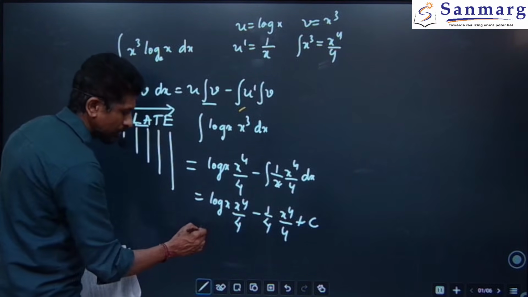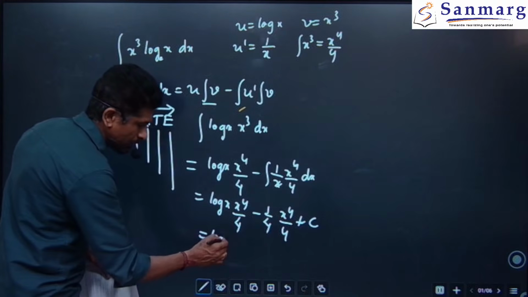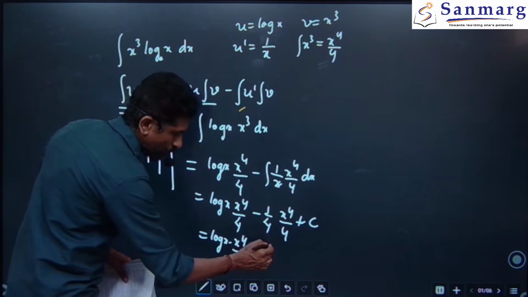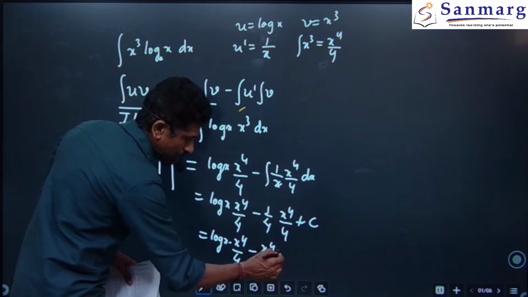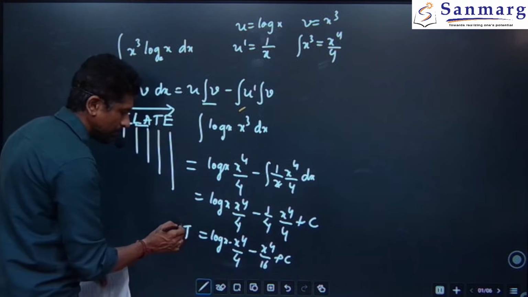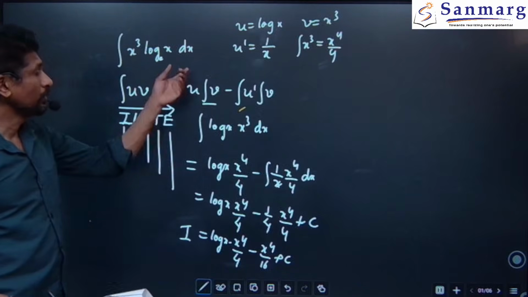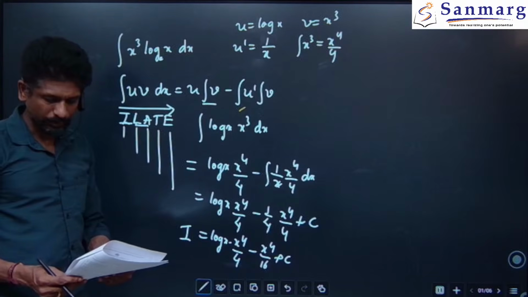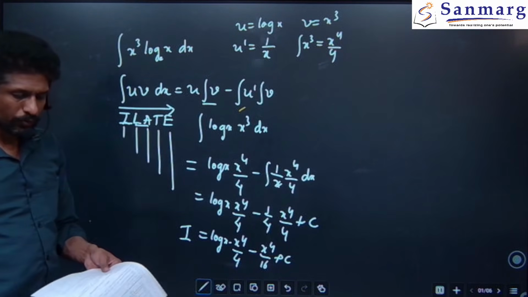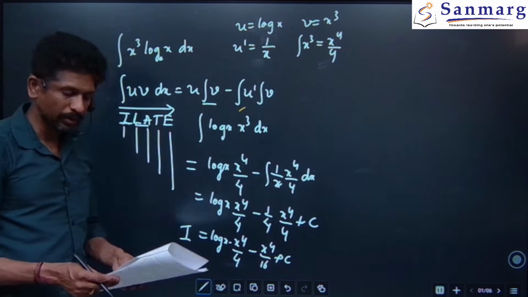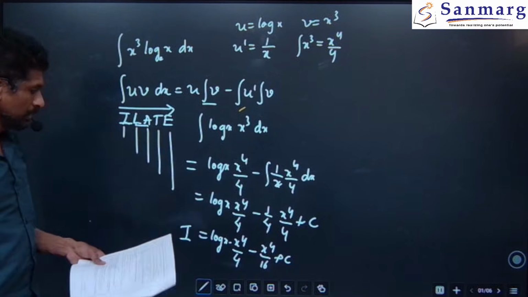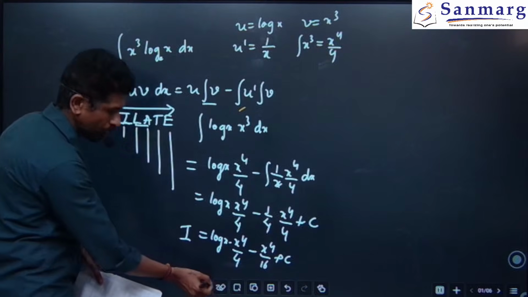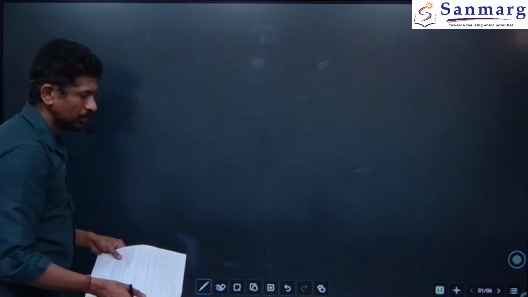So the last answer becomes log x into x raised to 4 by 4, next, x raised to 4 by 16 plus c becomes the answer. So this way you have to apply the integration by parts method. The next one will be in the differential equation chapter, that is the 26th. This is 25 now. 26th will be in the differential equation.